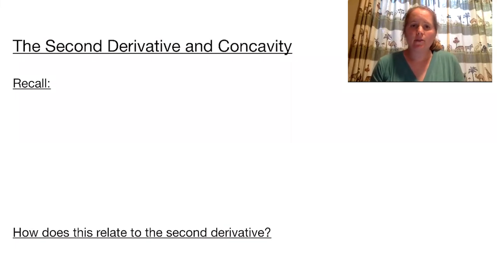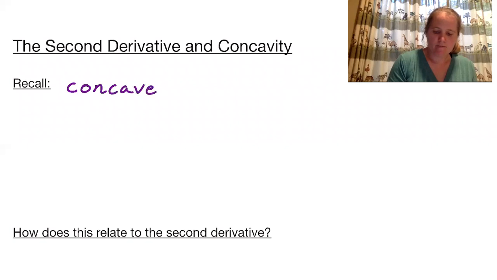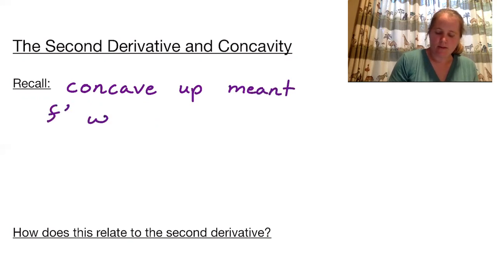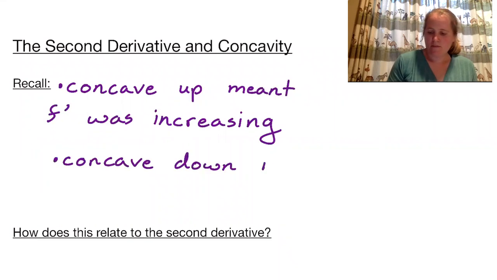Welcome to the second derivative and concavity. So recall that concave up meant that f prime was increasing. And concave down meant f prime was decreasing.